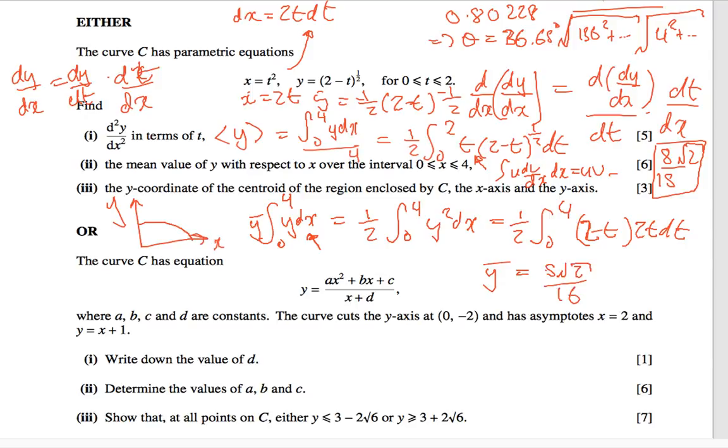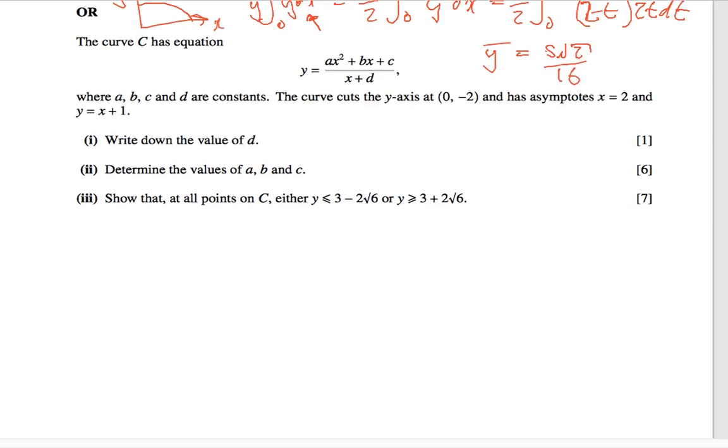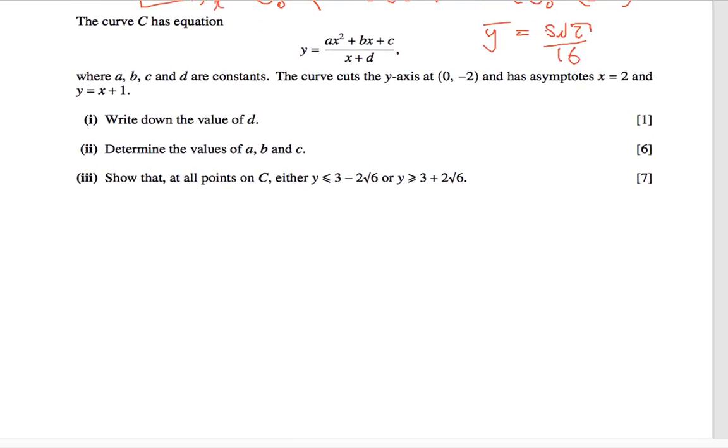Alright, last question. Curve C has this equation. A, B, C, and D are constants. The curve cuts the y-axis at 0, minus 2. I don't know why it bothers putting this in. If it cuts the y-axis, it has to go through 0 when x equals 0, doesn't it? Because otherwise it doesn't go through the y-axis. But anyway, I'll just draw it on. So x equals 0, it's obviously on the y-axis. So it's quite misleading. I thought it came through the y-axis at 2 points. But anyway, it doesn't really matter.